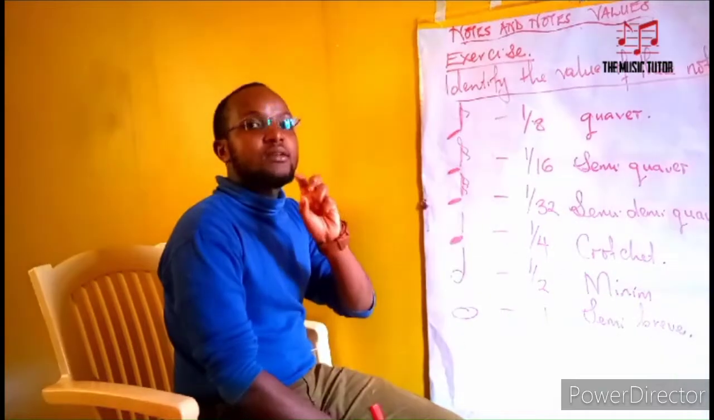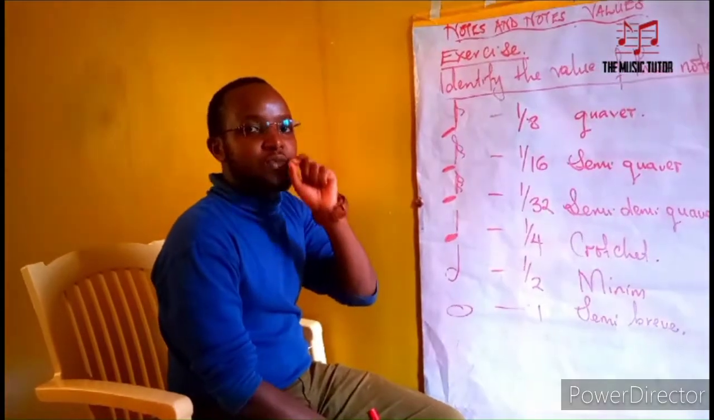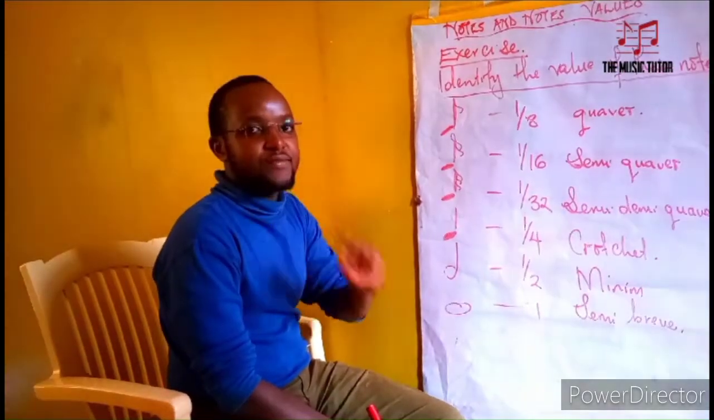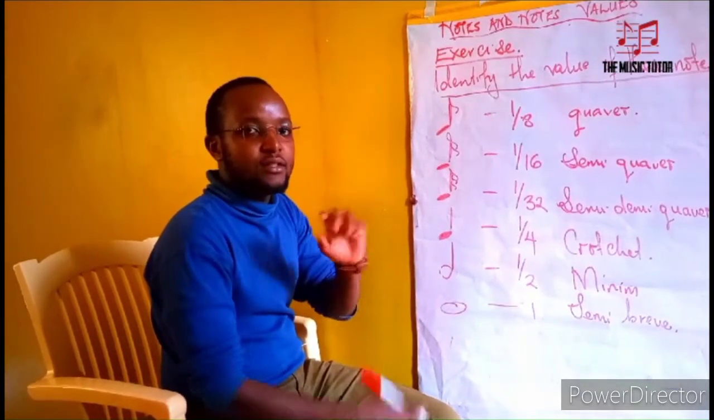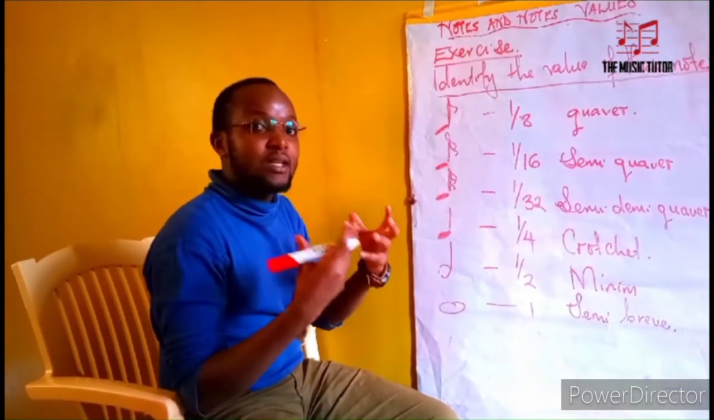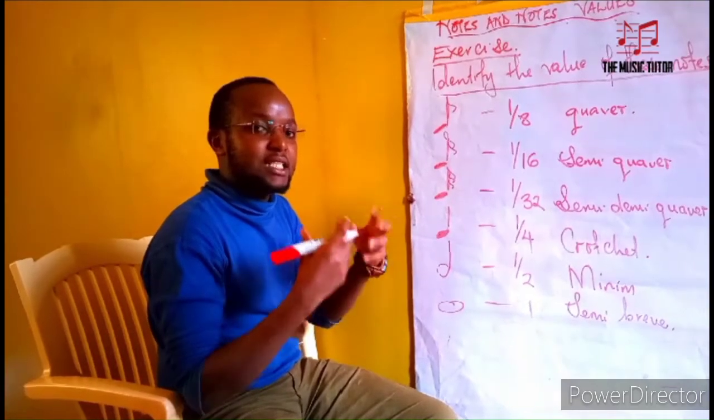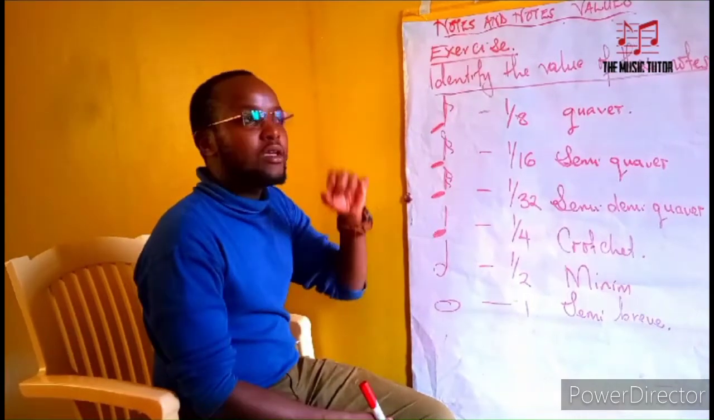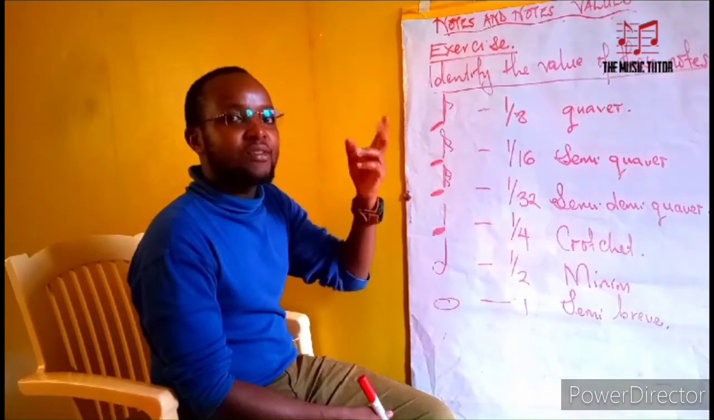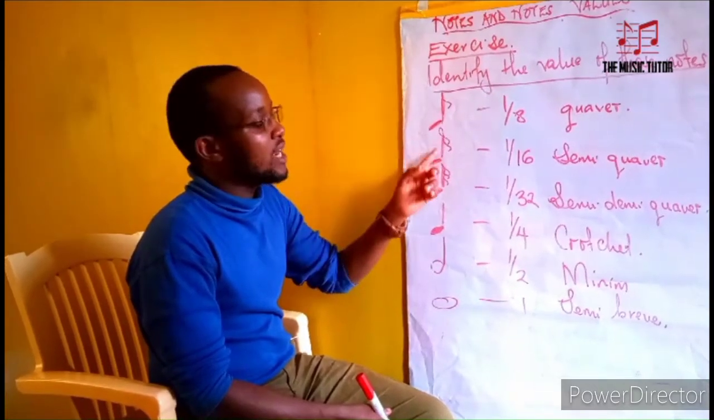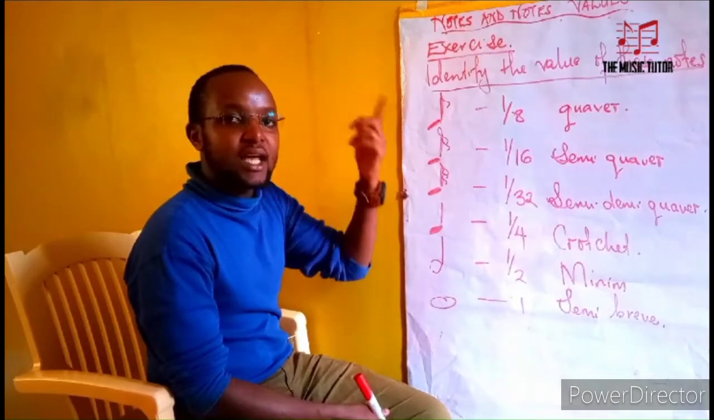These notes, we usually write them on the staff, either on the space or the line. Do you remember what we learned about the staff? It has lines and spaces. You remember we also said that you can extend the staff with ledger lines. You can write these notes on the ledger lines.